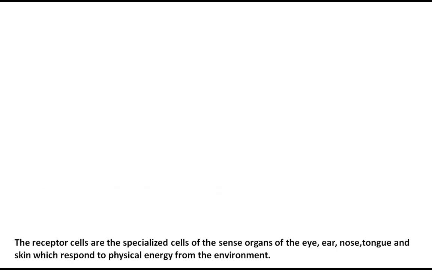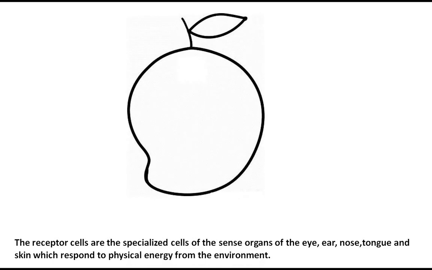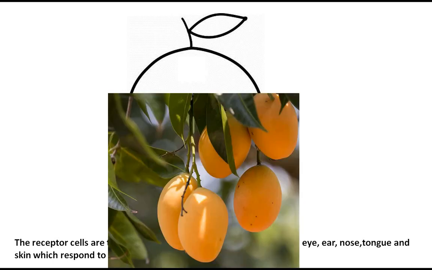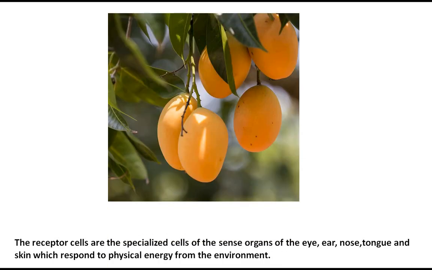Let me ask you a simple question. What is this in this picture? Do you think it's an apple? No. Then what do you think it might be? In fact, it's a mango. Then what makes you think so? Because we have seen a mango before and the images of mangoes are stored in your iconic memory, which is related to your eyes.